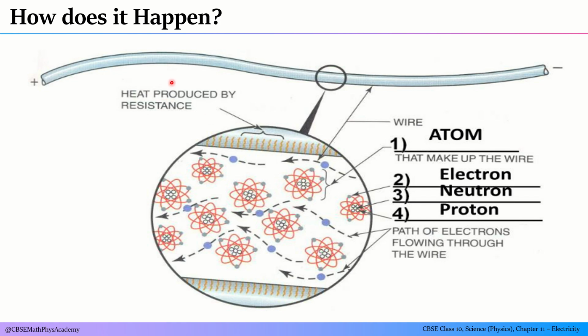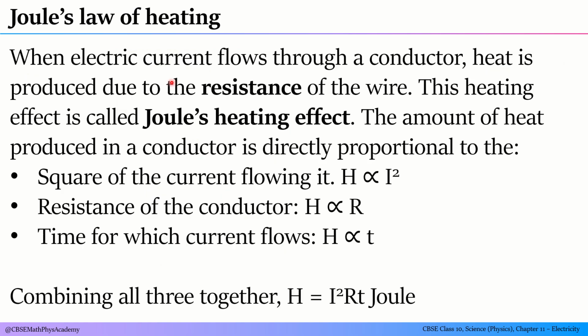Resistance is nothing but opposition to the flow of current. The electrons are not able to move freely. Because the electrons are not able to move freely, heat is produced. Even in conductors which have very low resistivity, there is still some amount of resistance which produces heat.